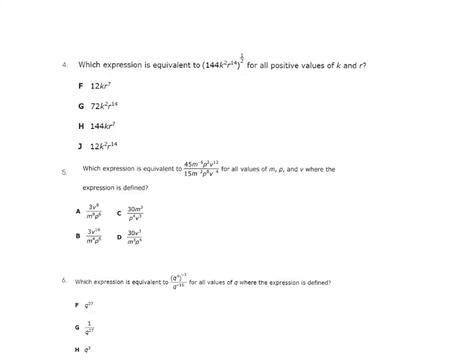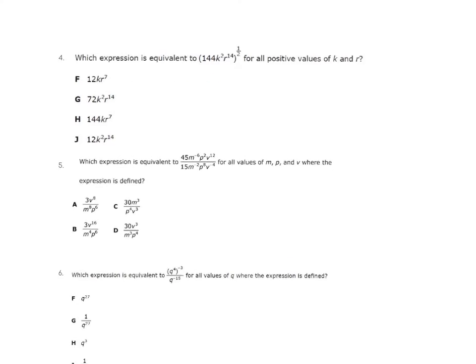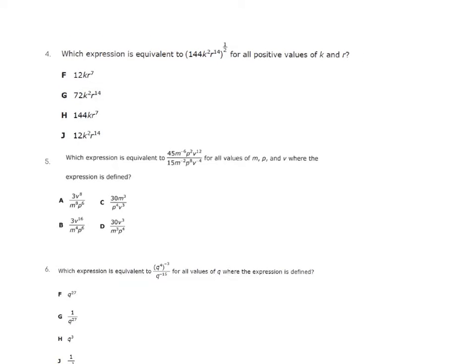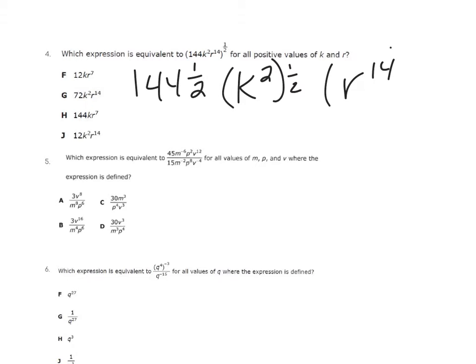Okay, so which expression is equivalent to 144 k squared r to the 14th, the whole thing taken to the 1/2, for all positive values of k and r. So we talked about this since on the test the 1/2 didn't come out too well. So we did talk about distributing our exponents, k squared to the 1/2, using parentheses because I have a power to a power, so that keeps me, if I just write it down, I might forget what's going on there to the 1/2 if I don't use parentheses.